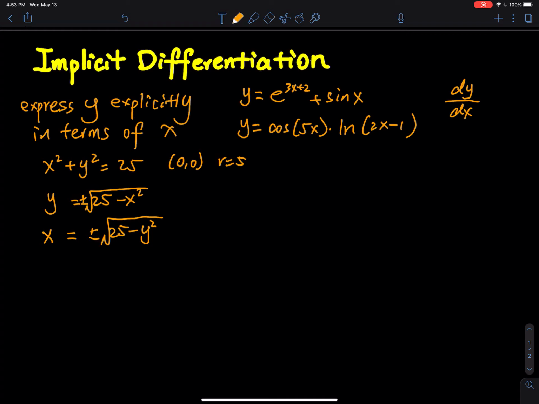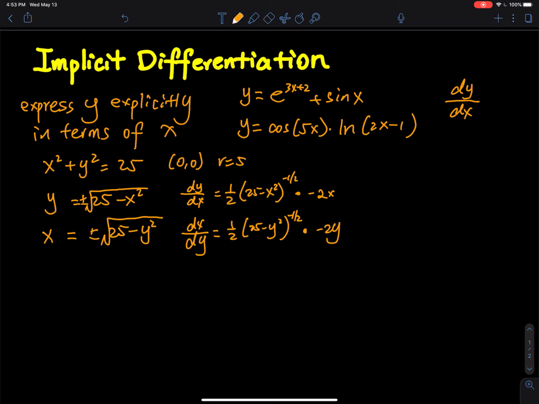So for this one, I can take the derivative of y with respect to x, right? You bring down the 1/2, and then 25 minus x squared to the power of 1/2 minus 1 is negative 1/2, and then by the chain rule you take the derivative of the radicand. So the derivative of 25 minus x squared is negative 2x. And for this one, you can take the derivative of x with respect to y. So you treat y as the independent variable. Let's consider the plus only. We bring down the 1/2, so that will be 25 minus y squared to the negative 1/2, and then the derivative of 25 minus y squared is multiplied by negative 2y. So we can easily take the derivative, right?